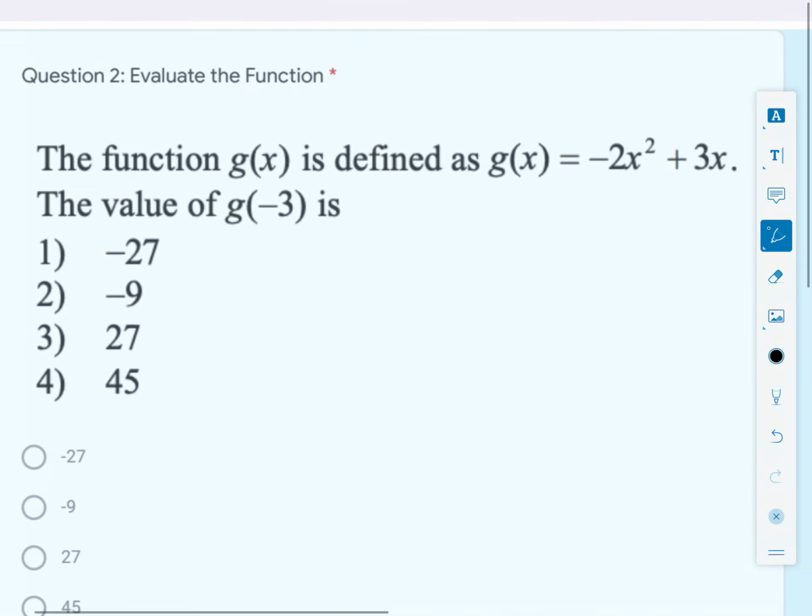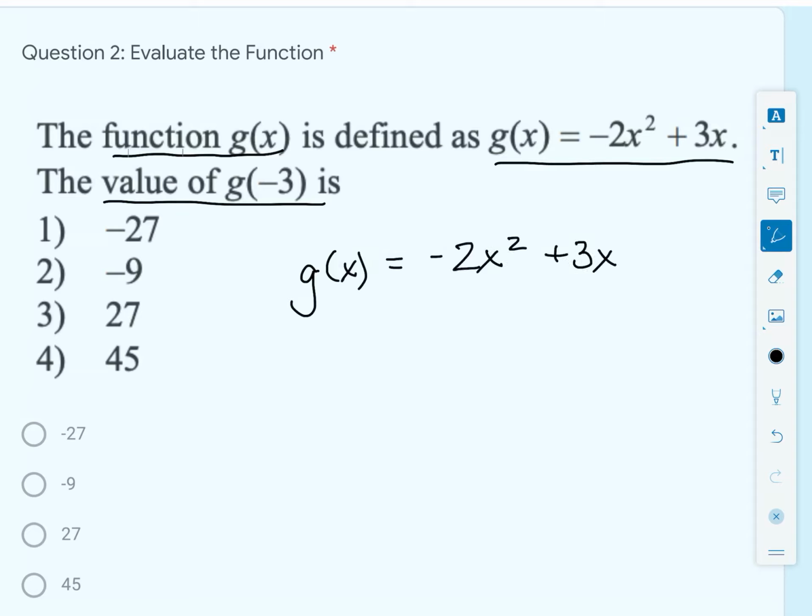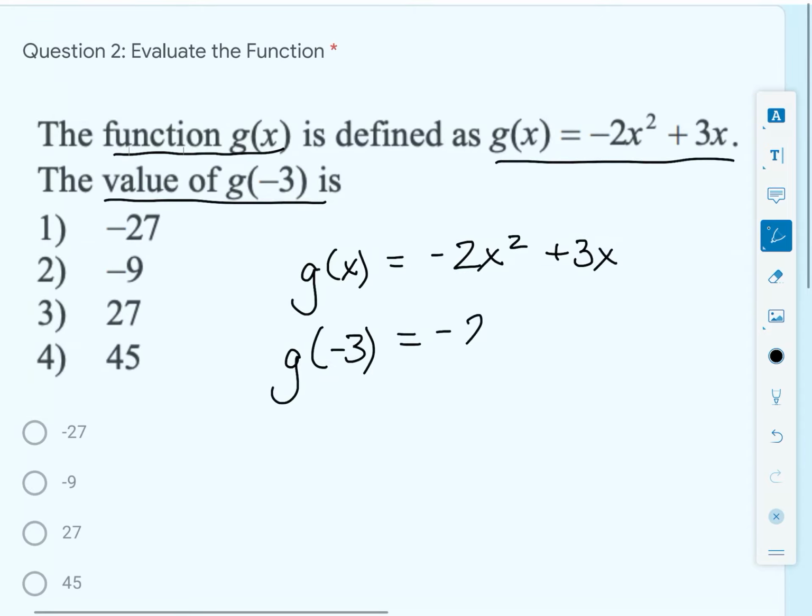Question 2. Same type of problem where we have a function that we need to evaluate for a specific value. In this case, the function is called g of x, and it's given by negative 2x squared plus 3x. We want to evaluate it for when x is equal to negative 3. Therefore, I'll substitute a negative 3 in place of x.